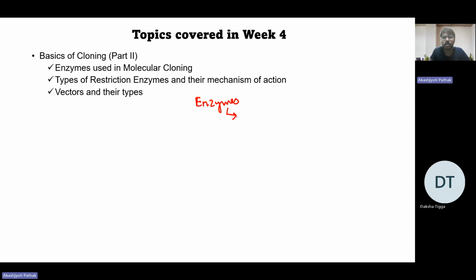Some of the main enzymes that are used in molecular cloning are, first of all, restriction enzymes, isn't it? We all have learned about restriction enzymes in class 12th, right? They are one of the key players in molecular biology, and very widely used. Other than restriction enzymes, there are DNA ligases. Restriction enzymes come under the category of nucleases, basically. These are endonucleases, and we will learn about these in detail. Then there are DNA ligases.